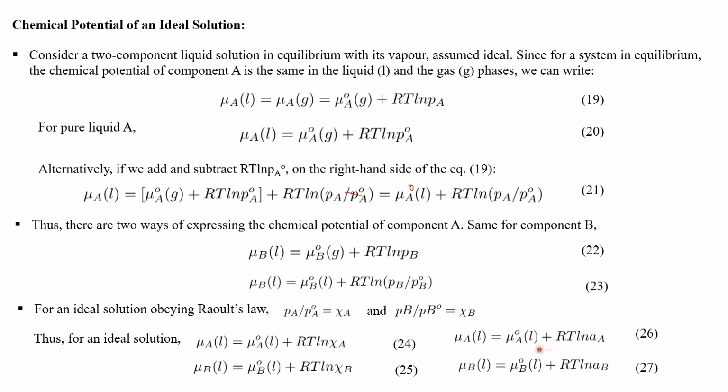Since XA equals activity, that is, mole fraction equals activity, we can substitute mole fraction by activity here. So mu A L is equal to your mu A naught L plus RT ln AA, and mu B L is equal to your mu B naught L plus RT ln AB.